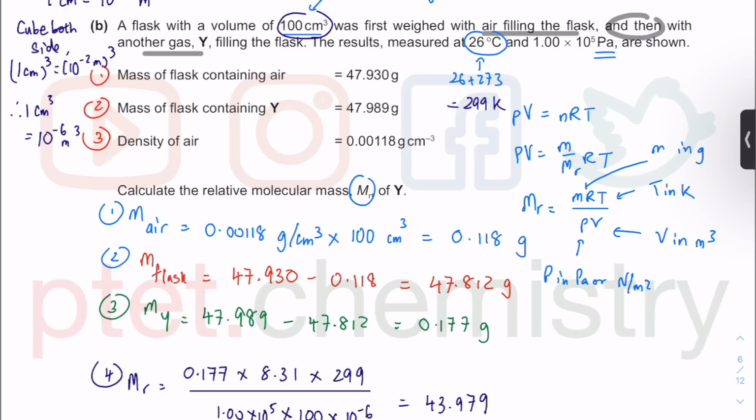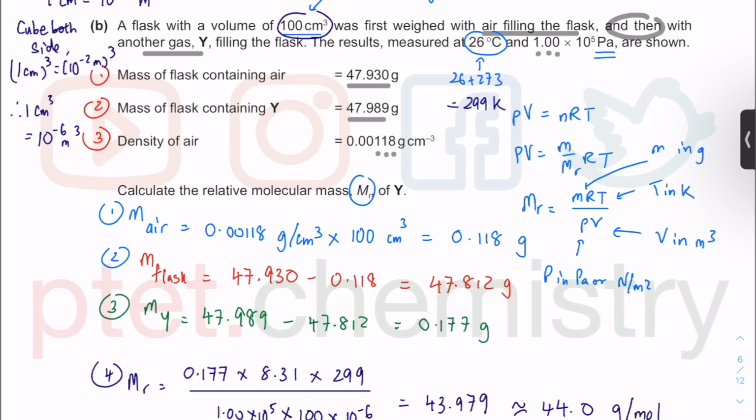If you look at the data, this one has too many significant figures, but this one is also 3 significant figures. For the pressure, I would say 3 significant figures based on the data is appropriate. So I'm just going to round this to 3 significant figures.